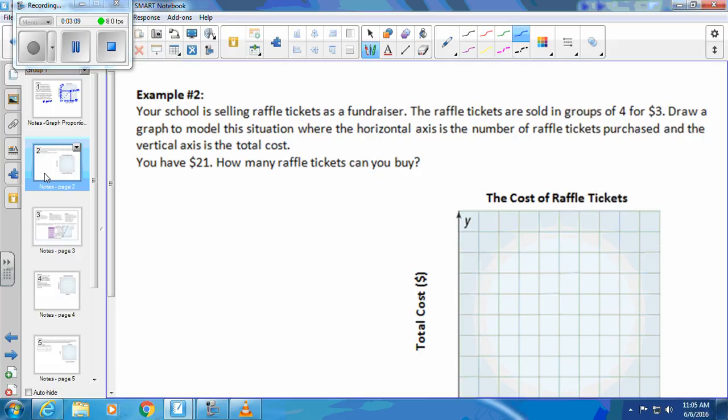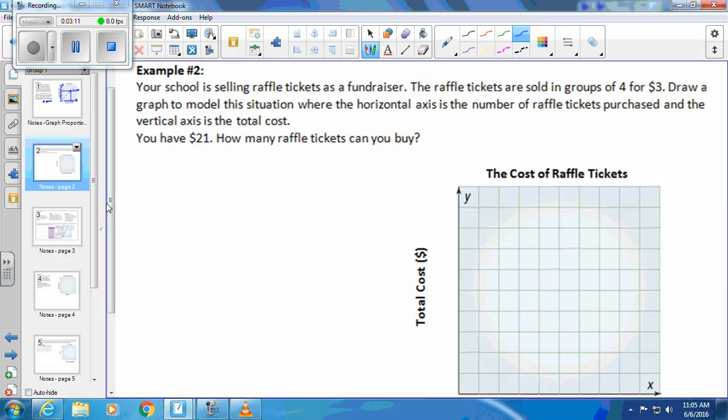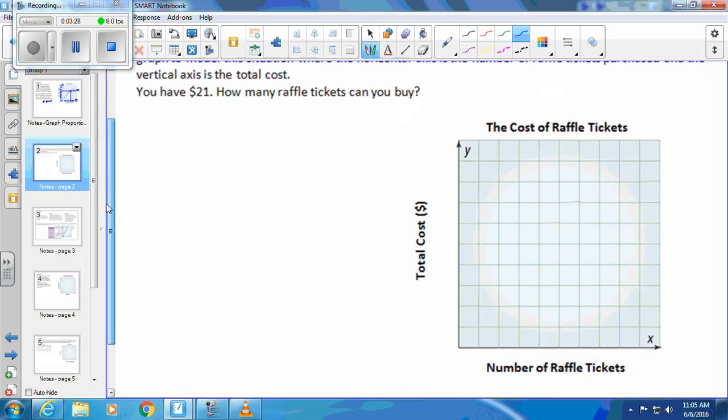Okay, so hopefully you were able to get a graph out of this one. Your school is selling raffle tickets as a fundraiser. The raffle tickets, again, are sold in groups of 4 for $3. Draw a graph to model the situation where the horizontal axis is the number of raffle tickets purchased and the vertical axis is the total cost. Again, this is nice for us, they've already labeled the graph.